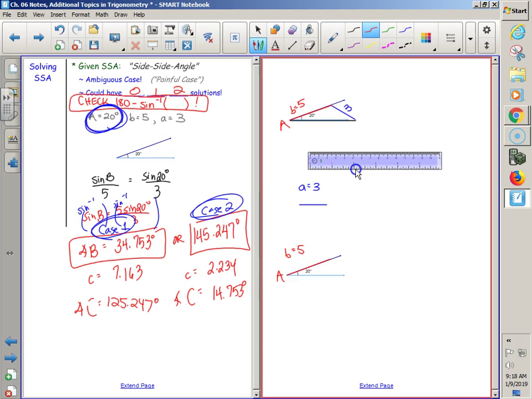Is it the 7.163 or the 2.234? Yeah, how do we know it has to be the 7.163? But both of these are supposed to be valid, though. Work, because this guy plus that guy is bigger than that. They're both valid triangles. But how did I know it was 7.163?